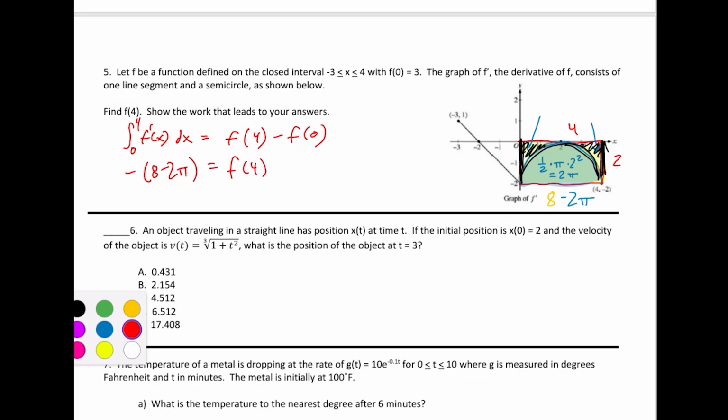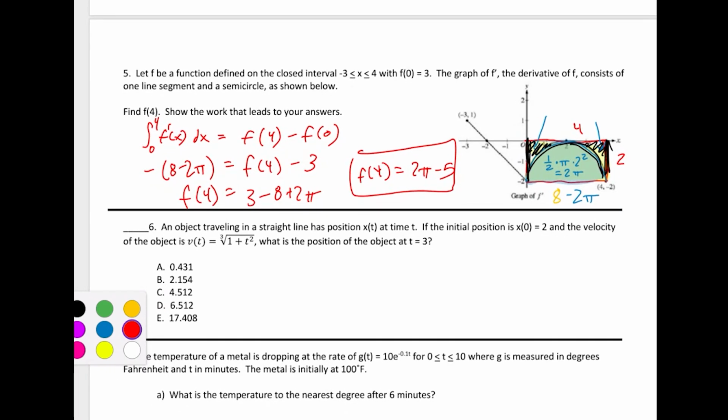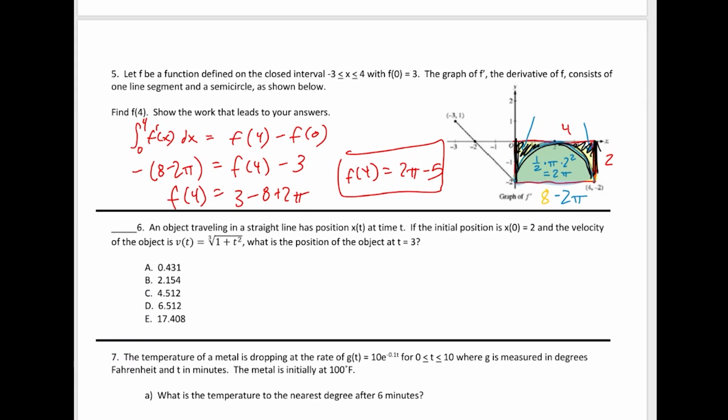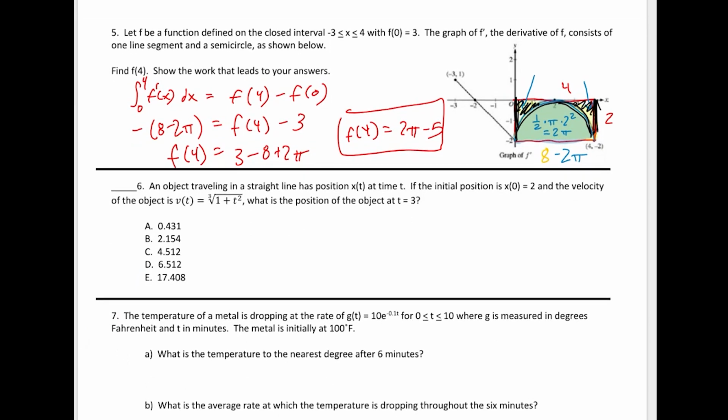So f of 4 is what we're looking for, and f of 0 is 3. And so when I add 3 to both sides, I'm going to get f of 4 is 3 minus 8 plus 2 pi. 3 minus 8 is negative 5. So f of 4 is 2 pi minus 5. And we didn't really need a calculator for that. I suppose if this was on a multiple choice section of the AP test, they'd all be in decimal format, and you'd have to type that in. But I'm fine just leaving it the way it is.